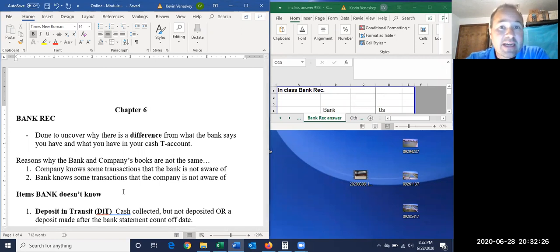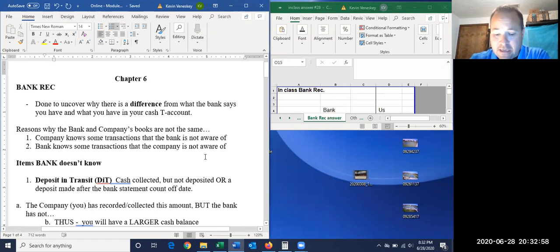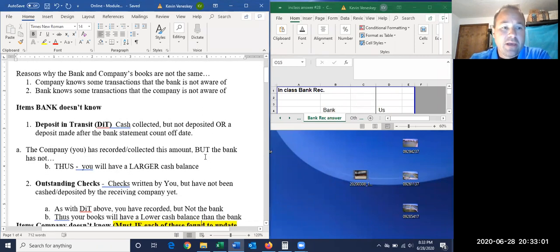And then there are some things that the company knows that the bank doesn't know yet. So we know that we spent money and we wrote a check, but it's still in the mail, and the other client that we sent it to hasn't put it in the bank. So therefore the bank still says we have more money than we actually do. So we don't want to always just see, oh, the bank says we have $9 grand, so therefore we need to adjust our books up to 9 when we really only have 7,500, and that can make a big difference.